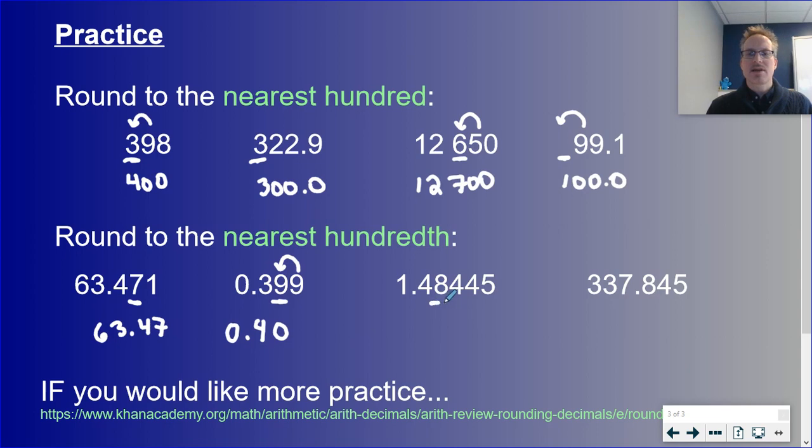Again, I'm going to underline my 100th place right here. This is a 4, so it's not going to round up at all. It's going to leave it alone. This is going to be 1.48. And last but not least, I'm going to underline my 4, the 100th. This is 5 or greater, so it will round this up, and this is going to be 337.85.